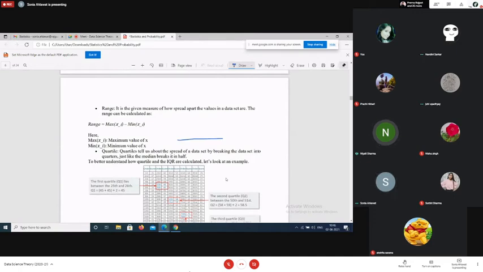Quartile: n by 4, 2n by 4, 3n by 4, 4n by 4. Something like this, right? Yes. And after that, what do we do? We define here Q1, that is what is written. Q1. Then Q2, then Q3. Is it okay? Yes, ma'am.